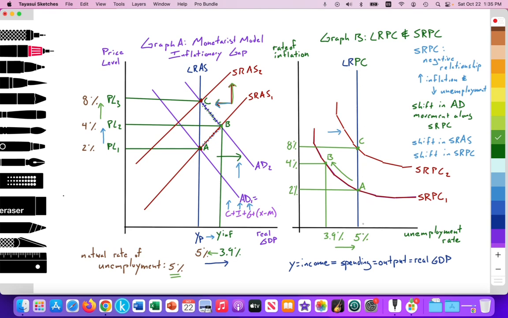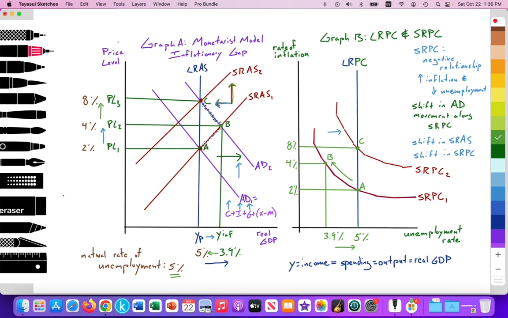Okay, so that is an explanation, and I will now analyze the two models as I would for a paper exam. As can be seen, we have two graphs. Graph A is illustrating an inflationary gap with the monetarist model, and graph B is illustrating the long-run Phillips curve and the short-run Phillips curve.